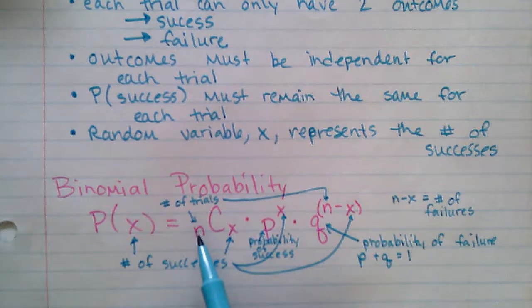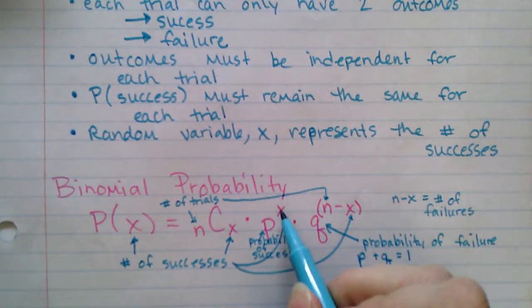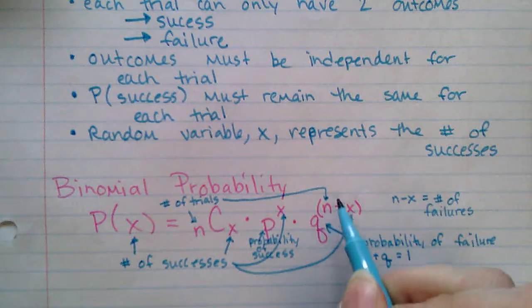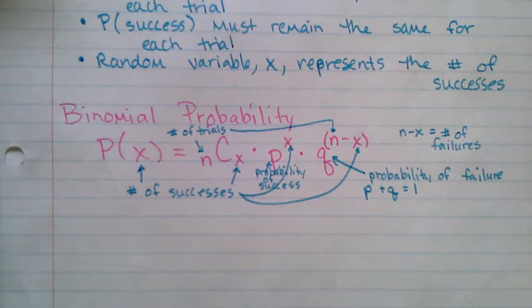So basically, we're going to be doing the number of trials, C, that's the combinations, number of successes, times the probability of success raised to the number of successes, times the probability of failure raised to the number of failures. So let's look at an example.